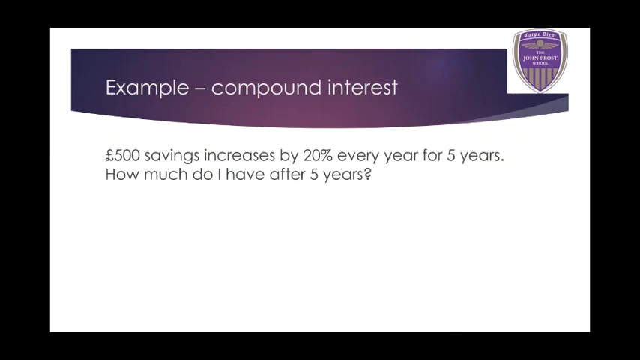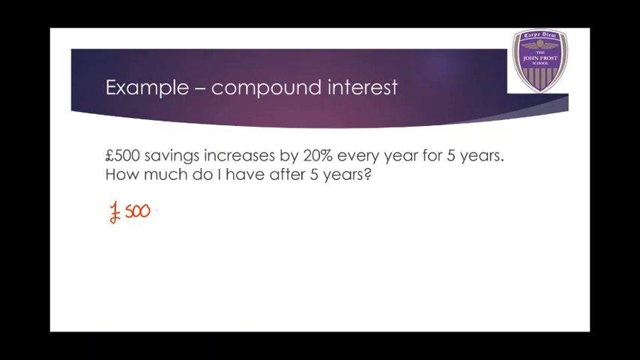So if I have £500 of savings in a bank account, and these are going to increase by 20% every year for 5 years, how much money do I have after 5 years? Well, there's two ways of doing this. There's the long way and the short way. But just to remind you of the long way, just to help you realize why we use the short way. So we've got £500, and it increases every year by 20%. And we're going to figure out what the number is after 5 years, okay?